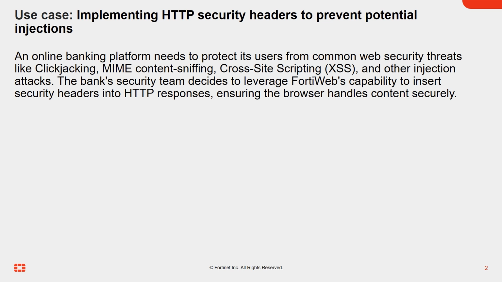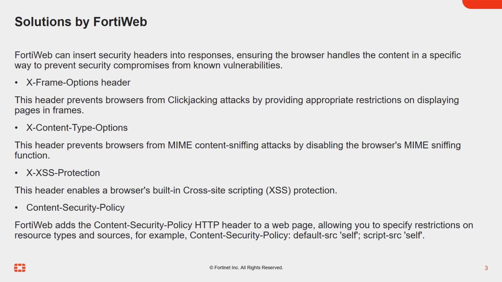An online banking platform must safeguard users from common web security threats, such as clickjacking, MIME content sniffing, cross-site scripting, and injection attacks. To address this, the bank security team uses FortiWeb to add security headers to HTTP responses, ensuring secure content handling by the browser. FortiWeb can insert the security headers into HTTP responses to ensure secure content handling and prevent security risks.